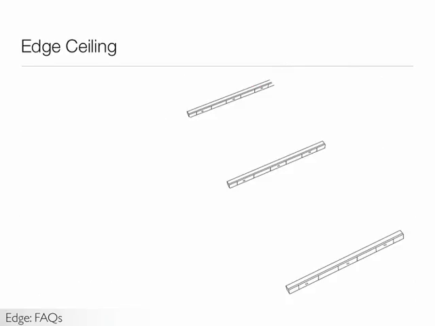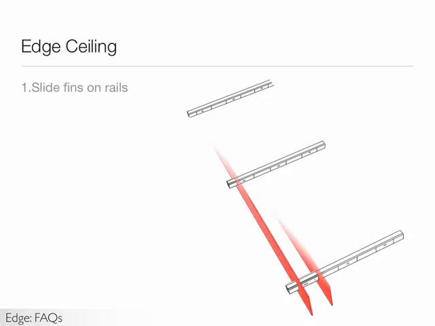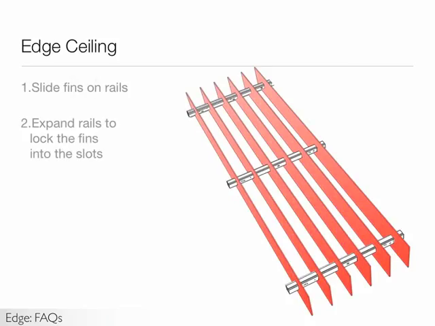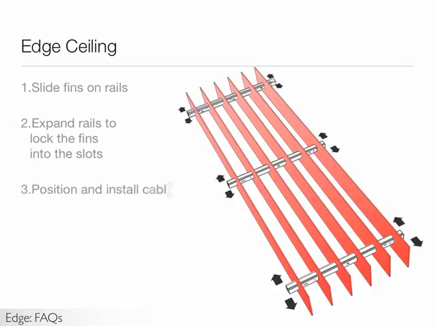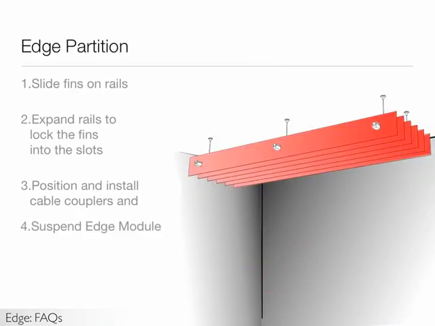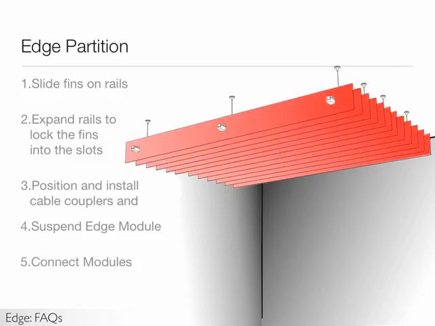An Edge ceiling installation is similar to the partition. Step 1 is to slide the fins on the rails. Step 2, expand the rails to lock the fins into the slots. Step 3, install and position the cable couplers and tensioners. Step 4, you suspend the Edge module, only this time it's suspended from the ceiling. Again, as a final step, you may need to connect Edge modules together.